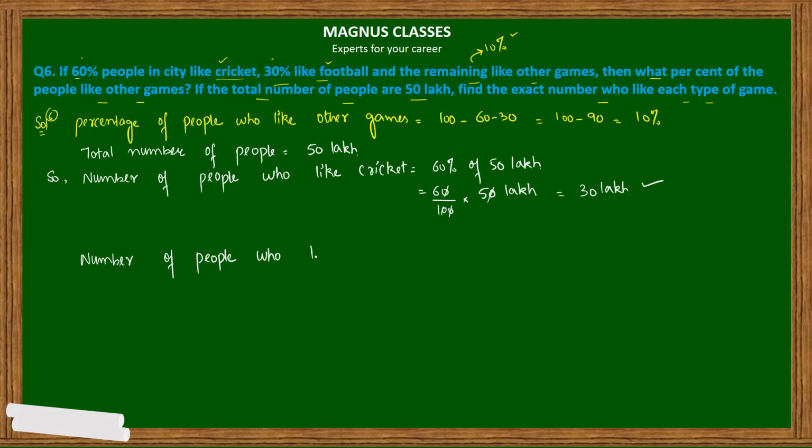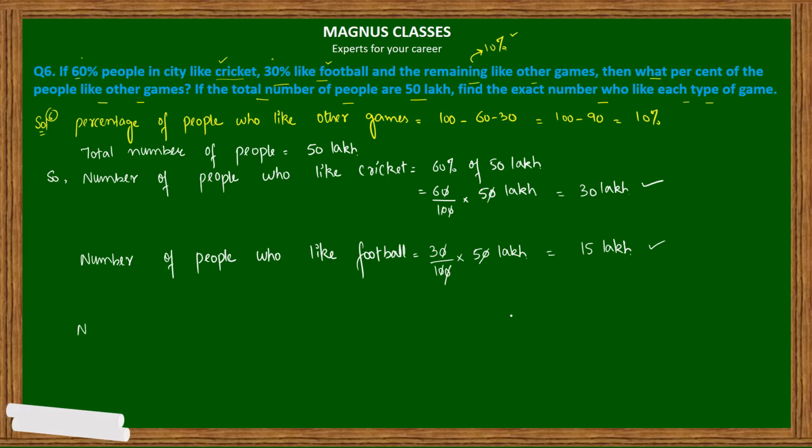Now the number of people who like football. What percent of people like football? 30% of people, so you will say 30% of 50 lakh. So we write it directly here, 30 divided by 100 into 50 lakh. Zeros get cancelled. 5 into 3 is what? 15. So you will say 15 lakh. See, I'm writing lakh because if we go with the zeros, it becomes a bit long here, while in lakhs it stays short.